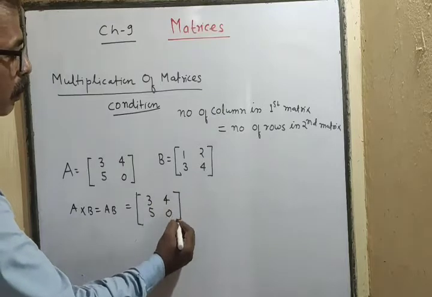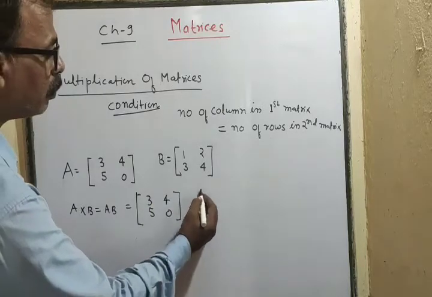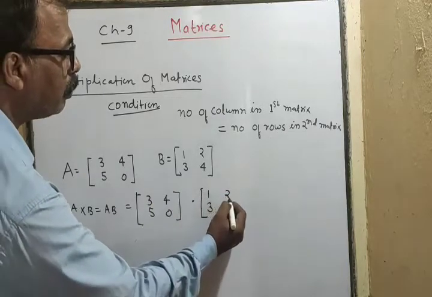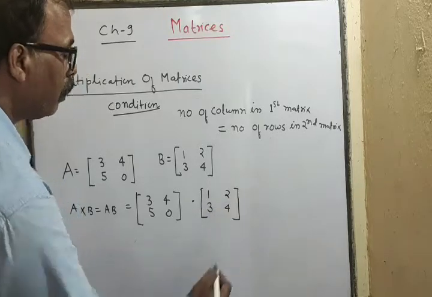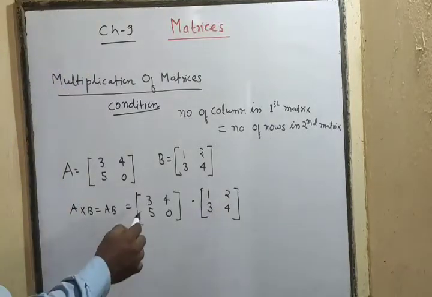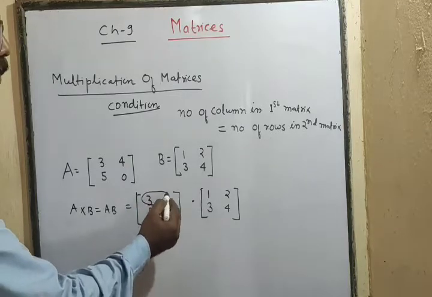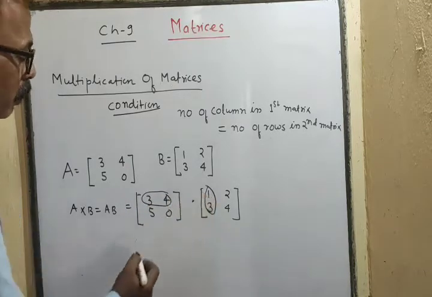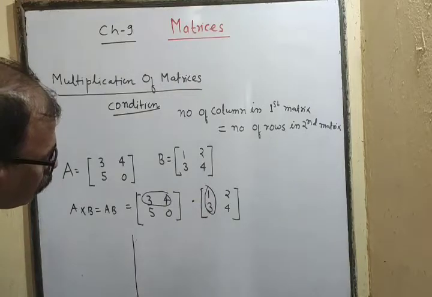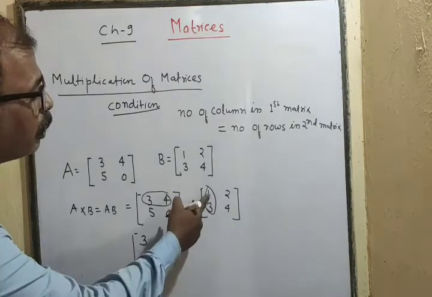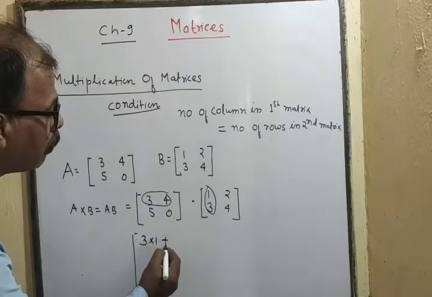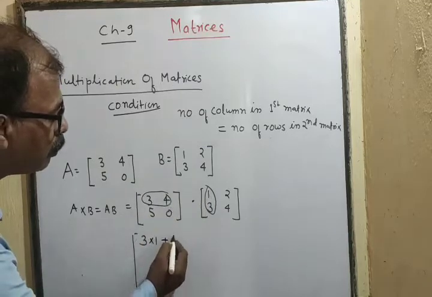[3 5; 4 0] into [1 3; 2 4]. We'll now start our multiplication. At first, this one will be multiplied to this one. Your box will be 3 into 1 plus 4 into 3.